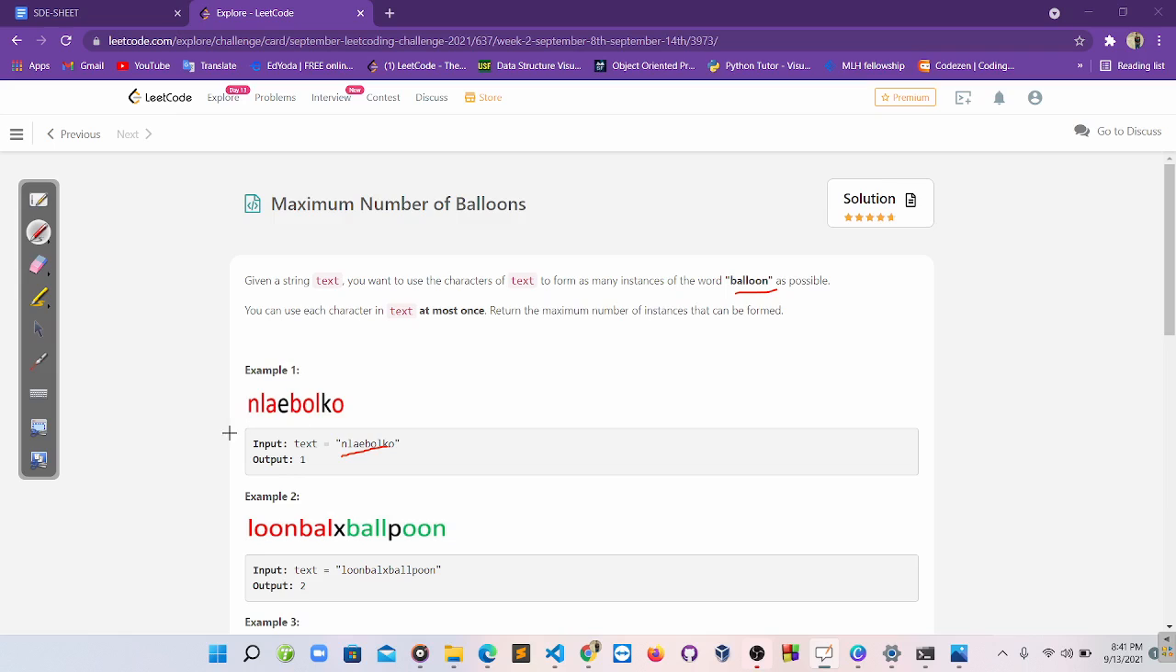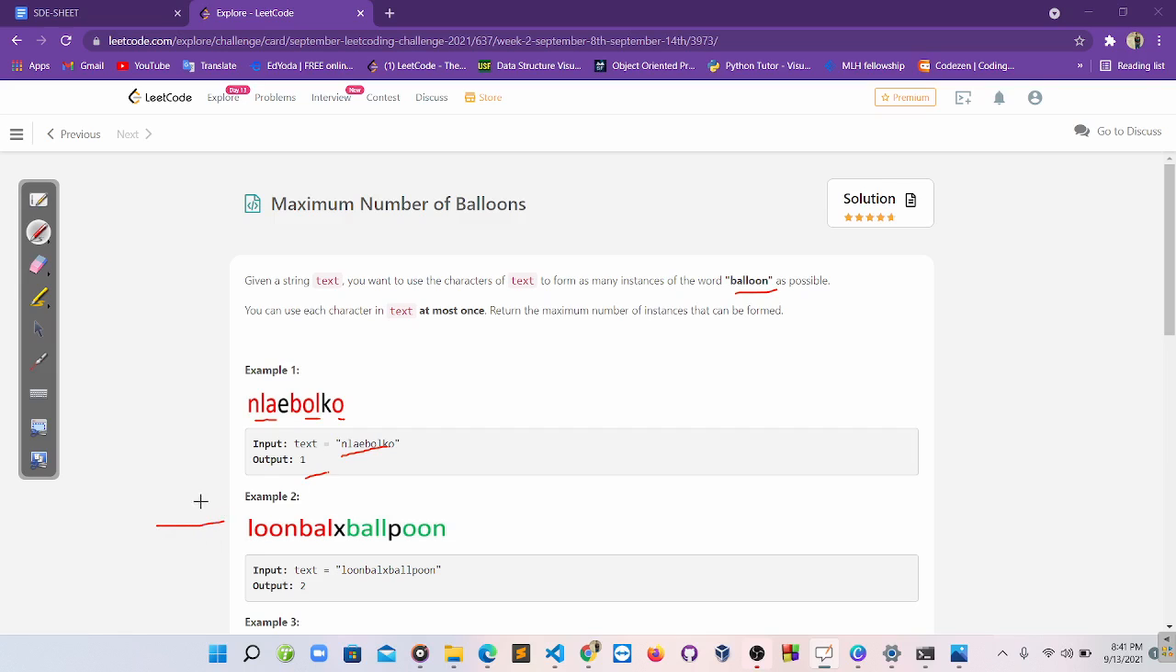In that, if you see, this is N L A B O L O, which is BALLOON. So this is one instance. If we take this, there is one instance, and after that we are remaining with E and K, which do not contribute to create any instance of balloon. So we can't create any other instance.